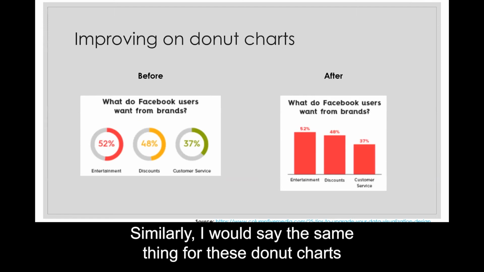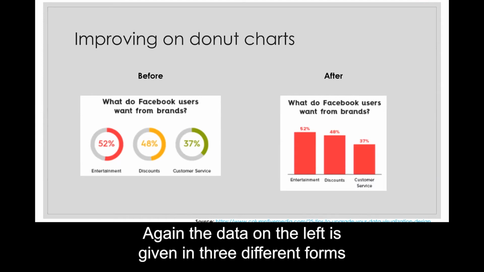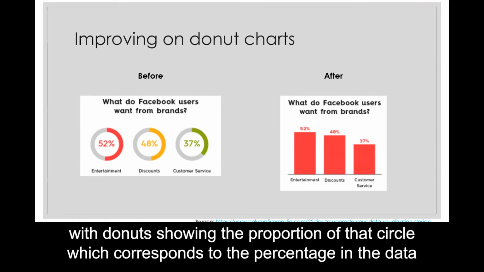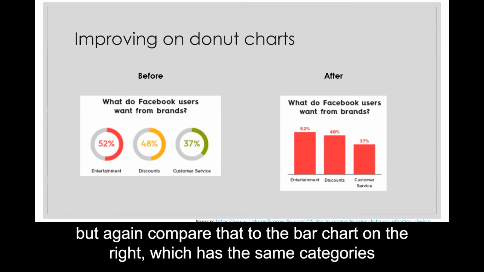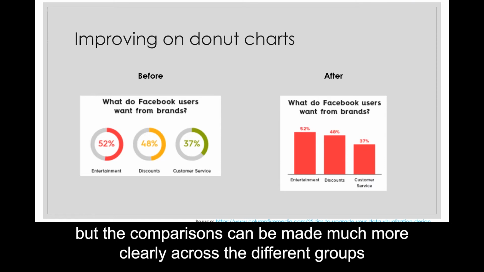Similarly, I would say the same thing for these donut charts. Again, the data on the left is given in three different forms, different donuts showing the proportion of that circle which corresponds to the percentage in the data. But again, compare that to the bar chart on the right, which has the same categories, but much more clearly the comparisons can be made across the different groups.